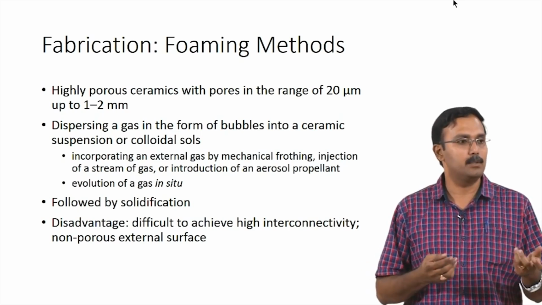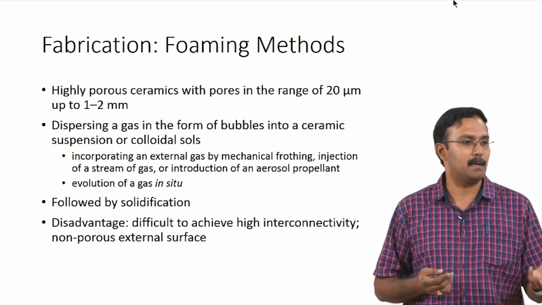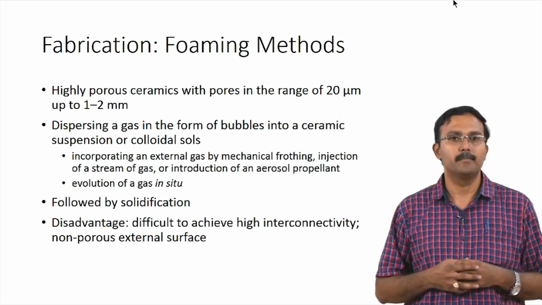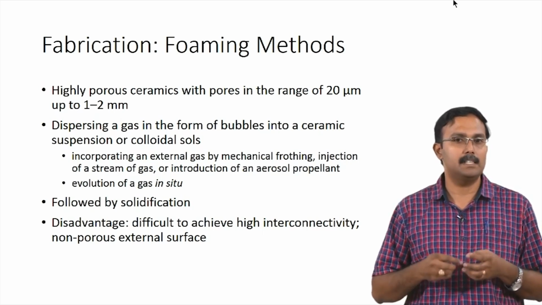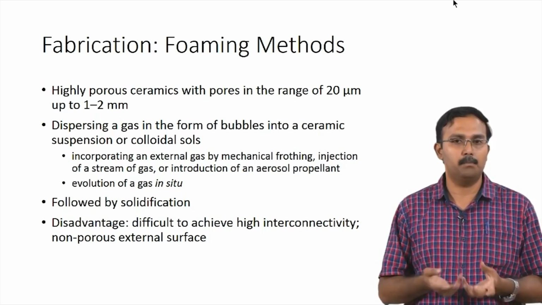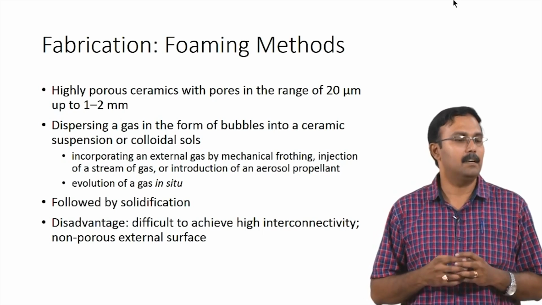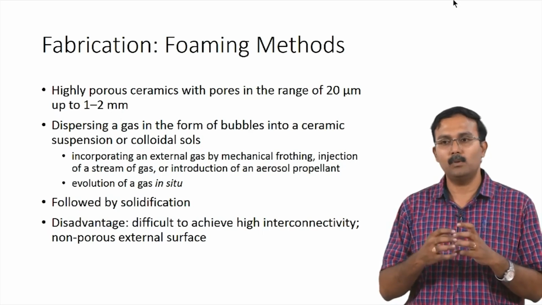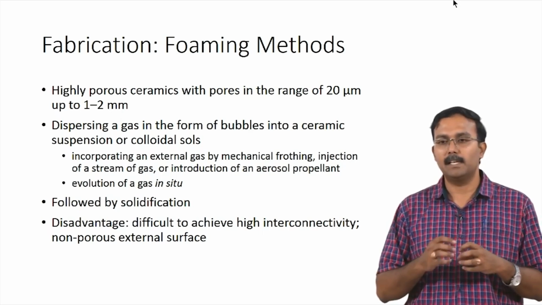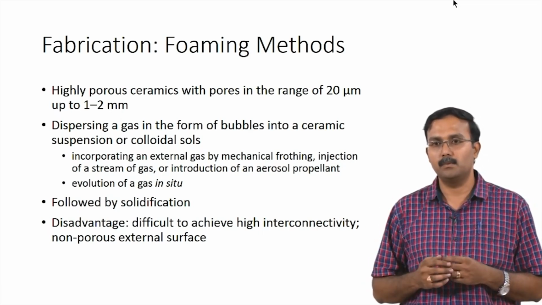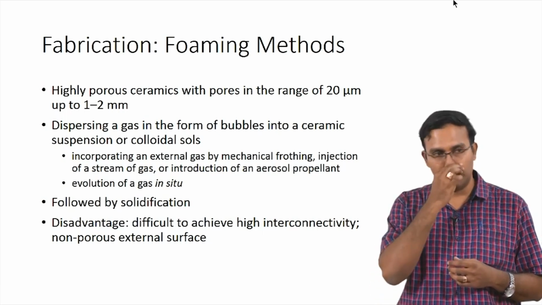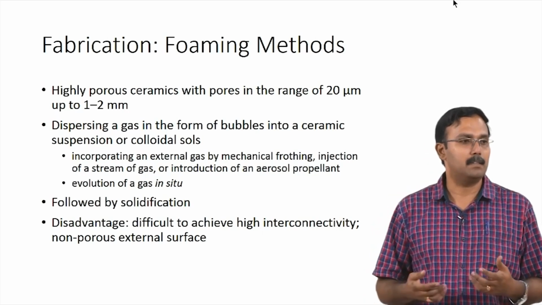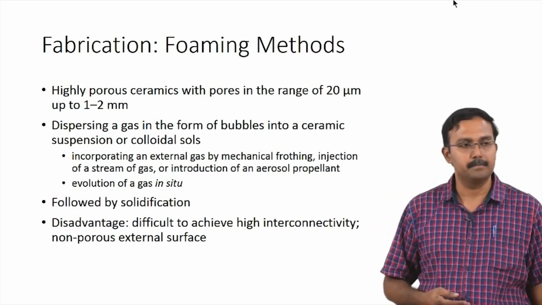This is similar to one of the techniques which we looked at for polymers, where you use things like ammonium carbonate, where carbon dioxide can come out, creating the pores. The disadvantage is it is difficult to achieve high pore interconnectivity, and also there is a non-porous external surface. So, the pores are present only on the inside, and might not be present on the surface, which can cause problems. You need to have a porous surface for the bone ingrowth to be better and for cell infiltration to happen.